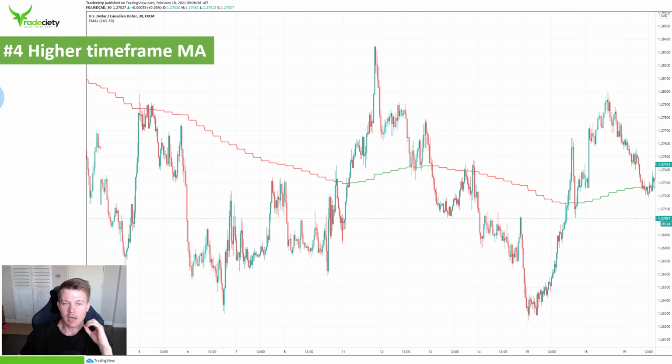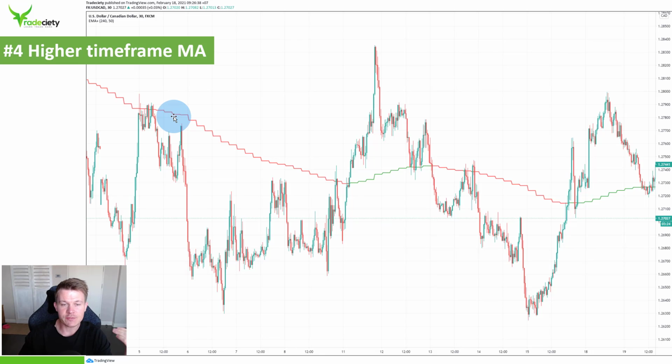Number 4, higher time frame moving average. So looking at this chart, this is especially valuable in Forex trading, because Forex is a mean reverting market. And what is the one thing that is always true and always happening in this chart? The price is trading around the higher time frame moving average. Forex is a mean reverting market. What is a mean? It's a moving average. So what this means is that the market would always keep coming back to the moving average.